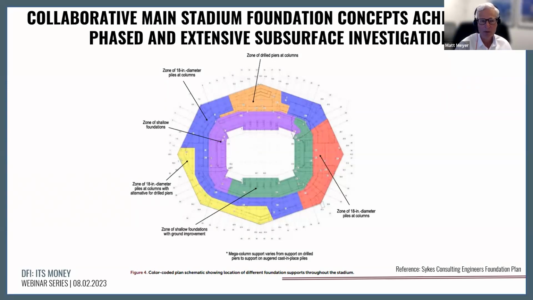On the inner bowl, essentially, we utilized shallow foundations with and without ground improvement. The outer bowl, more heavily loaded columns, as well as the mega columns, are supported on auger cast in place piles and drilled piers or drilled shafts. The retractable roof mega column supports are predominantly on drilled piers or drilled shafts. However, some of the eastern mega columns for the retractable roof are supported on CFA or auger cast in place piles.